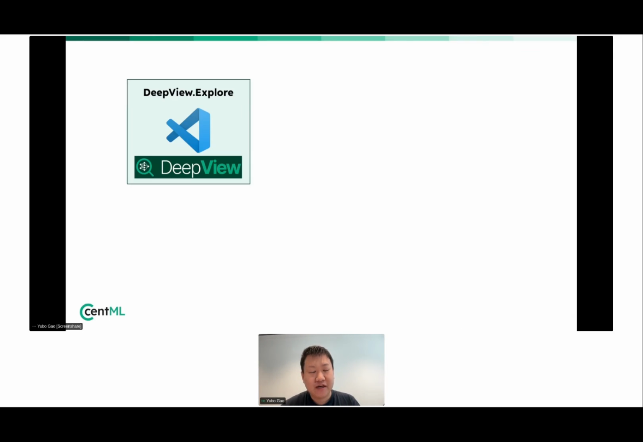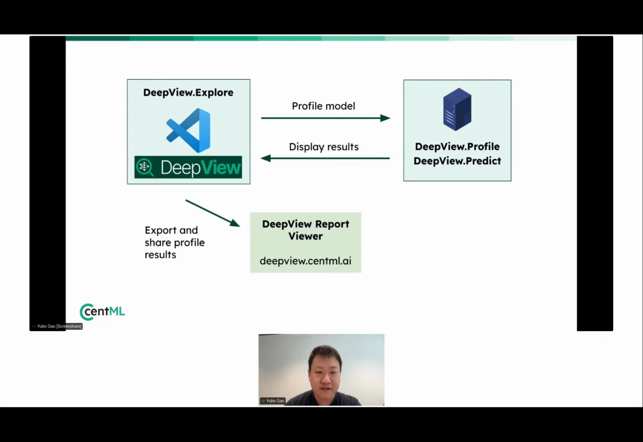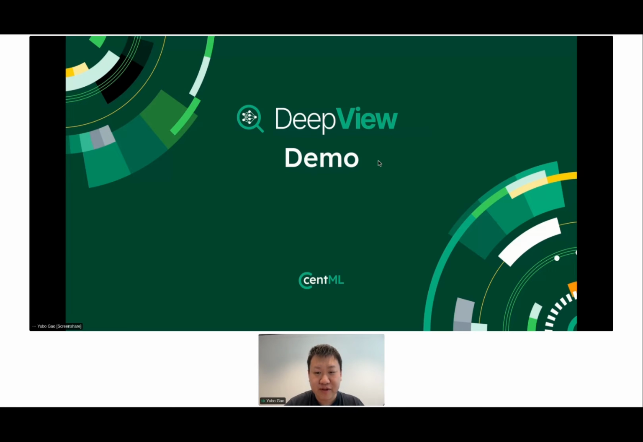And DeepView runs inside your development environment, so VS Code, but we're looking to support other tools. The front end interacts with a backend that can run anywhere, right? You can either run it on your local machine, some compute cluster that your company owns, or in the cloud. And we also provide this utility to conveniently share resources or results with your coworkers, for example. And we're going to follow this with a demo.